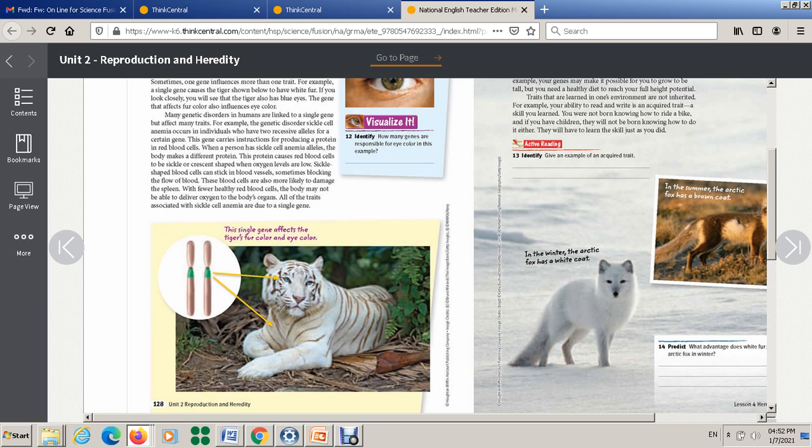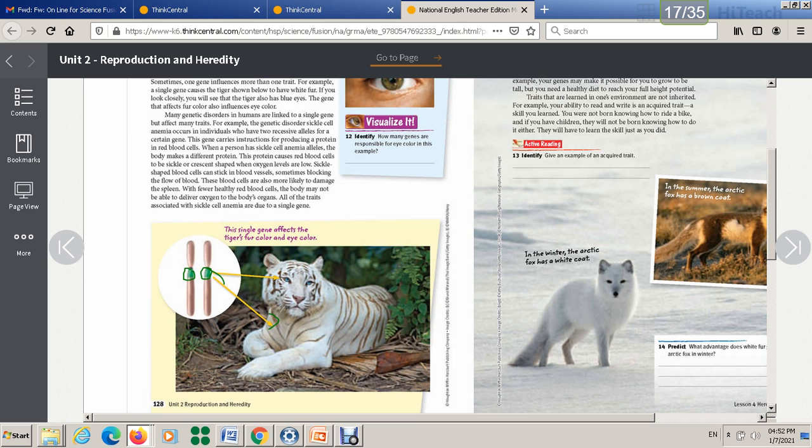You can see this cute white tiger here. A single gene causes the tiger shown below to have white fur. If you look closely, you will see that the tiger also has blue eyes, which means this one gene is responsible for two traits, white fur and blue eyes. Do you understand this one? This gene always gives these two together, white with blue. So the gene that affects fur color also influences eye color.